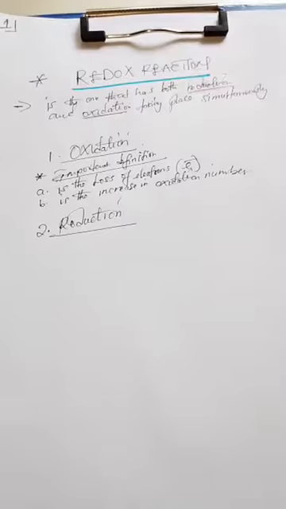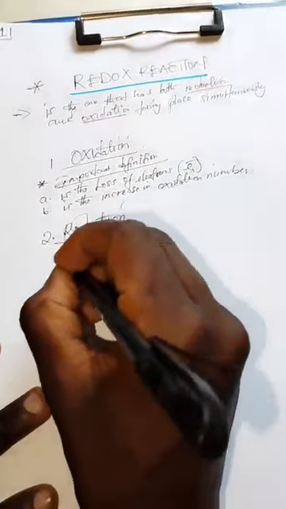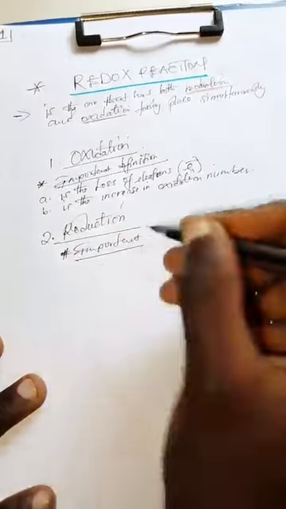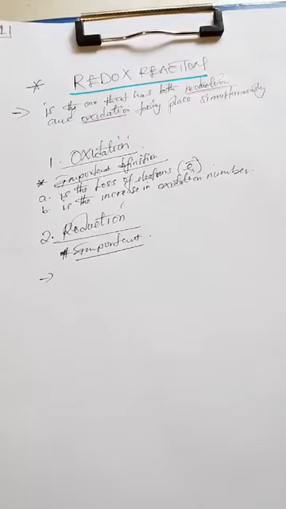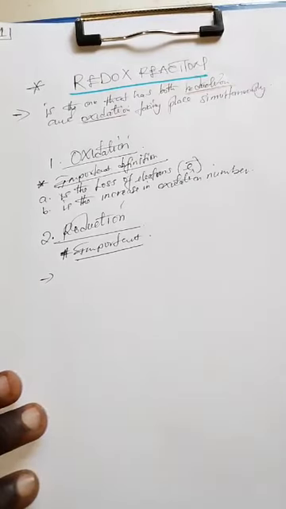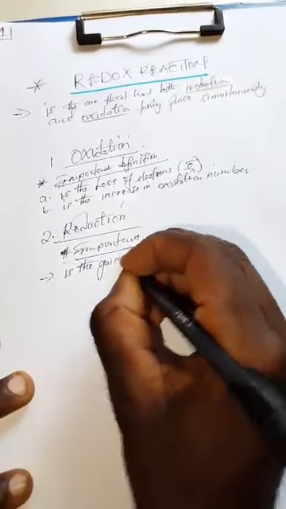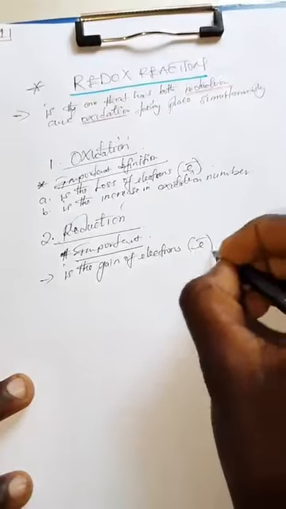For reduction, there are two important definitions that you need to know. Number one is that reduction is the gain of electrons. It's just the opposite of oxidation. Oxidation, I said, is the loss of electrons; you're losing electrons. For reduction, you are gaining electrons.